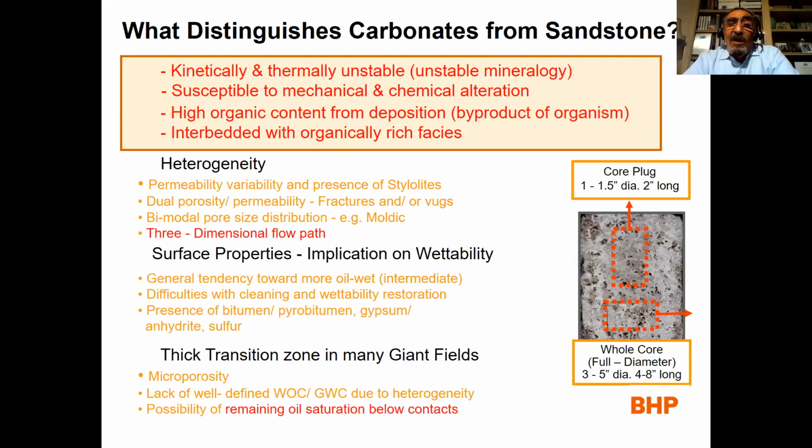Now, for carbonates, something we need to understand is that carbonates are kinetically and thermally unstable. Unstable mineralogy is therefore very susceptible to mechanical and chemical alteration. They have high organic content and deposition, which is a byproduct of organisms, interbedded with organically rich phases. All of these properties make it very difficult to characterize these reservoirs, because there is a lot of variability and heterogeneity in various properties: porosity, permeability, and surface properties, which has implications for wettability and causes the transition zone or even remaining oil saturation below the contact.